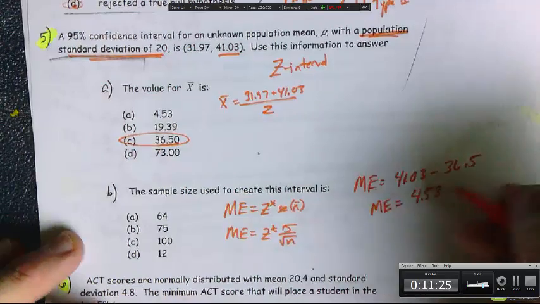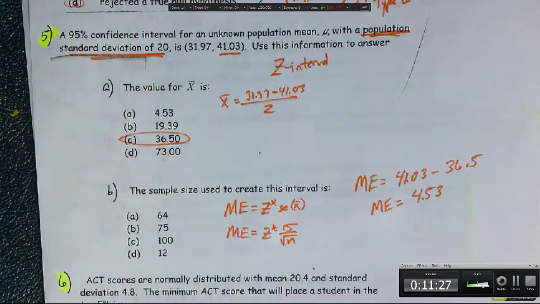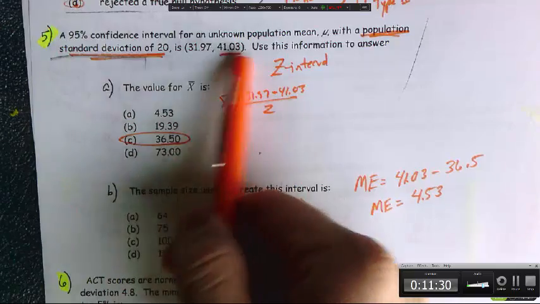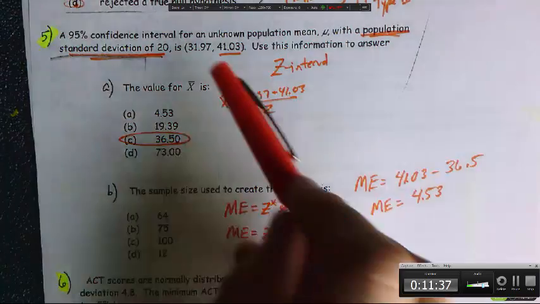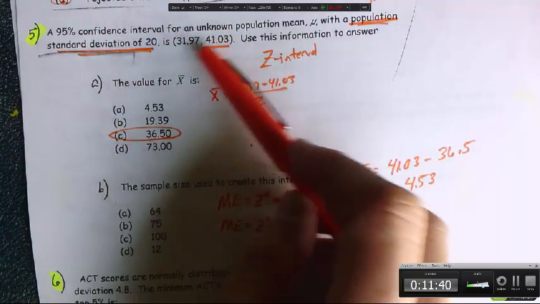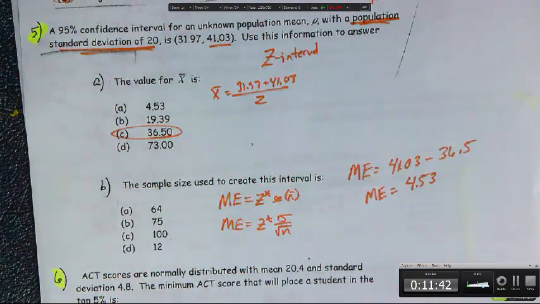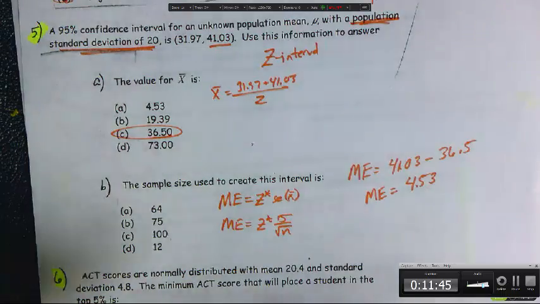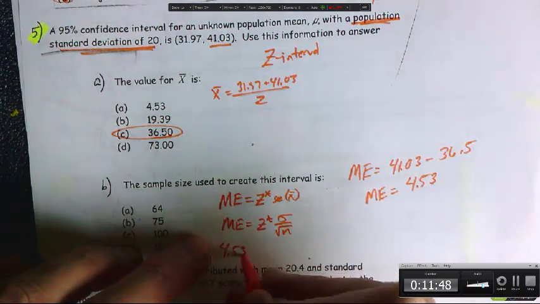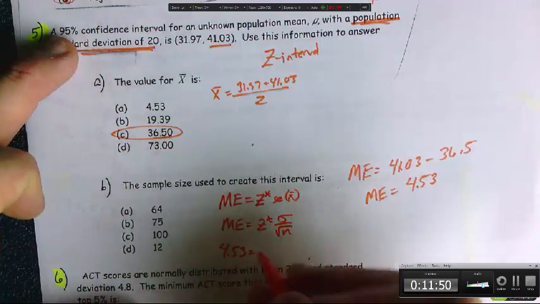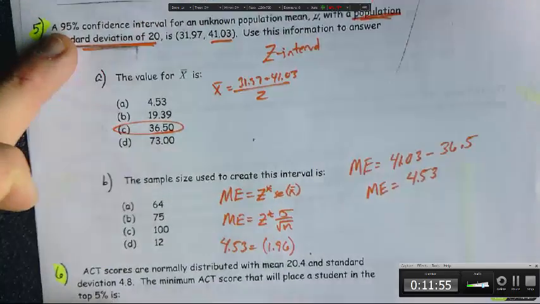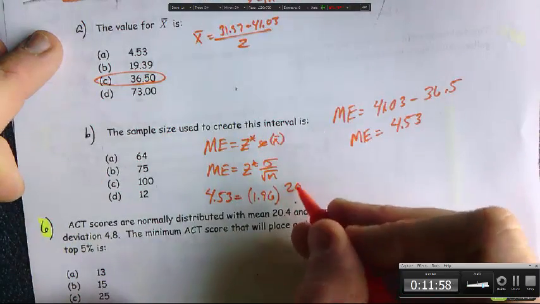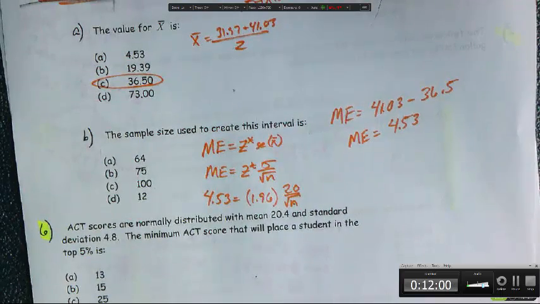4.53. I think the mistake on this test was everyone just wanting to subtract the endpoints of the interval. But the interval makes up how many margins of error? 2, one above and one below. So if you subtract these two numbers, you then have to divide by 2. They give you the same answer, 4.53. The Z critical for a 95% confidence interval is 1.96. Sigma is given to us. And the only thing left to solve for is the sample size.